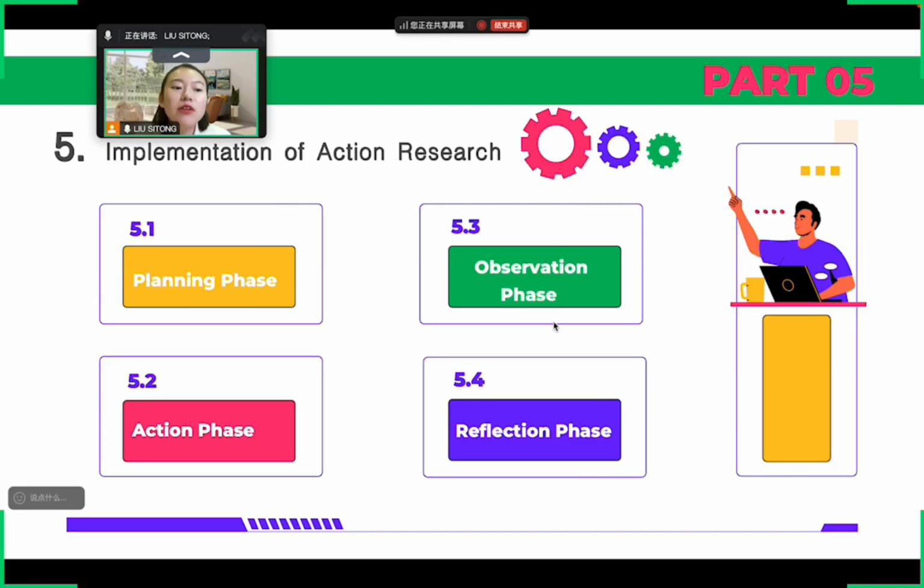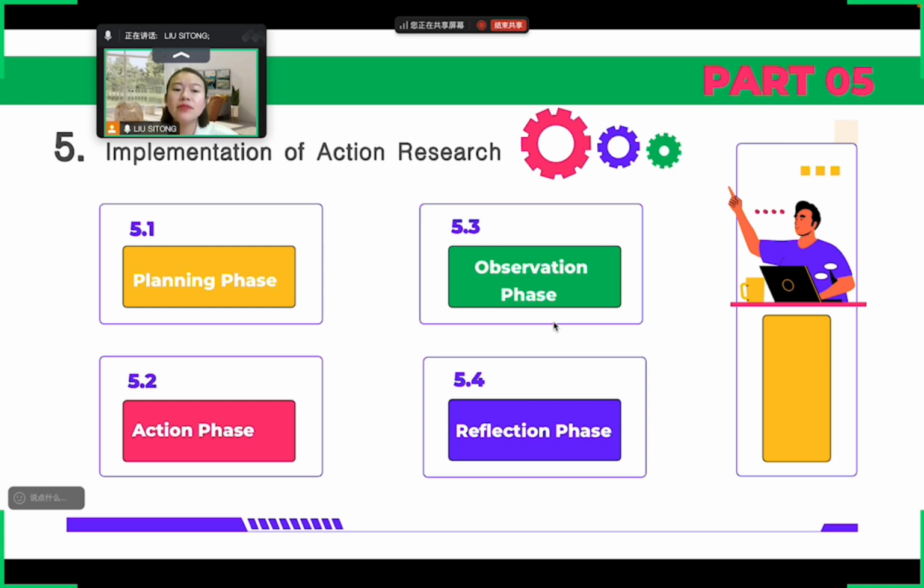Okay, let's come to part 5, implementation of action research. This study adopts an action research approach conducted in Yongfeng Junior High School in Qiqihar City, in which 2 grade 7 classes participated in the experiment for 4 weeks. The research follows a comparison between an experimental class, TBLT, and a control class, traditional teaching method, and it was divided into 4 phases. And 5.1, planning phase.